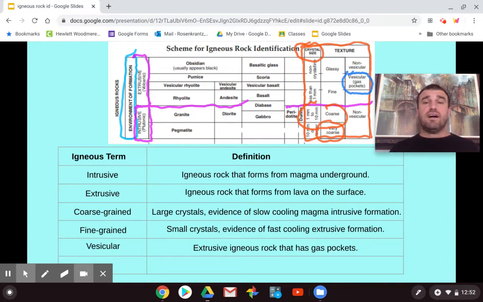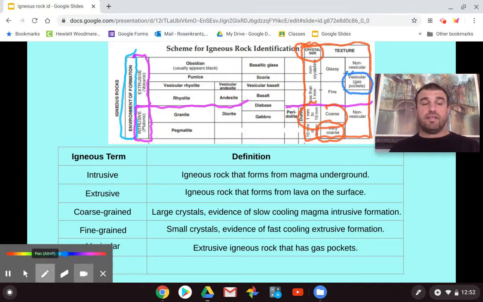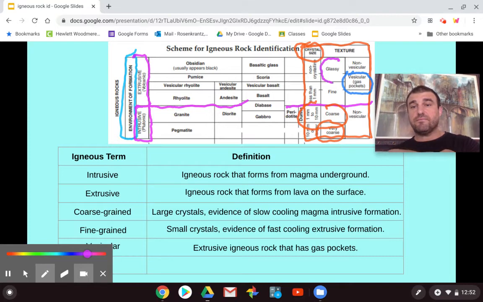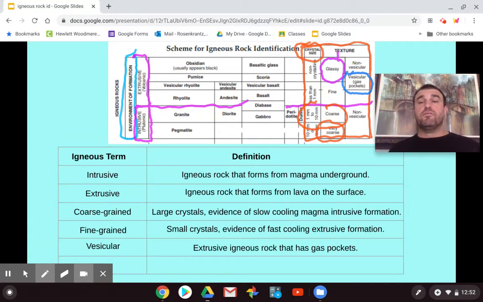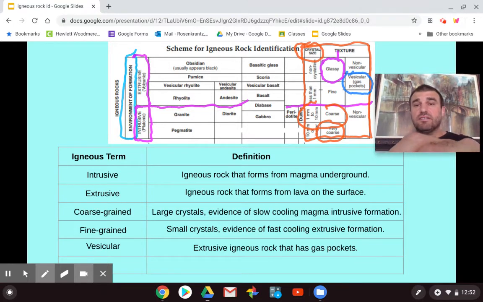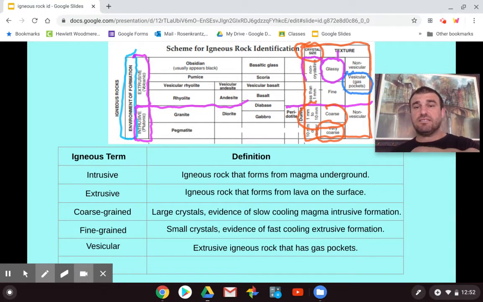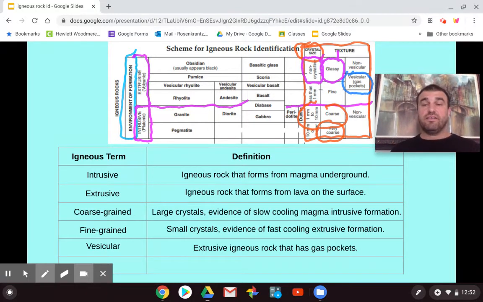All right, the last kind of texture we find with igneous rocks, we've discussed a little bit with minerals. It's called glassy. Now, if you remember, I said glass is not a mineral because glass does not have what's called the crystal structure. And they're telling you that right here. It says glass, and right next to glass, it says non-crystalline. Non-crystalline, not crystals.